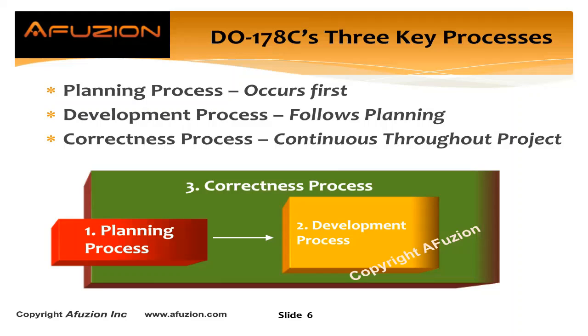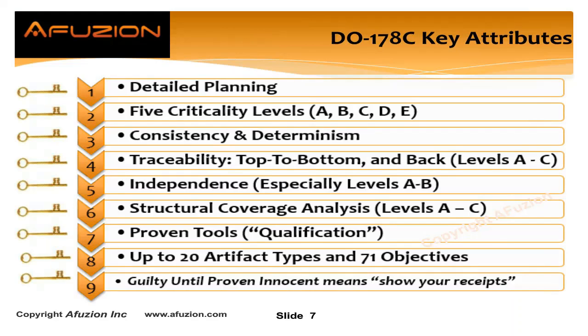Now, some key attributes of 178 that we're going to assess for our gaps. We're going to focus on detailed planning, the 5 different criticality levels, consistency, determinism, traceability from top to bottom, meaning are all the requirements implemented as specified, and then for the white box levels, A through C, bottom to top traceability. Does all the code have a reason to be there? That reason is a low-level requirement. Do we have independence? QA, quality assurance, is always independent, but for levels A and B, the engineering activities are largely independent. Be careful if you're level C, you could be tomorrow's level B.